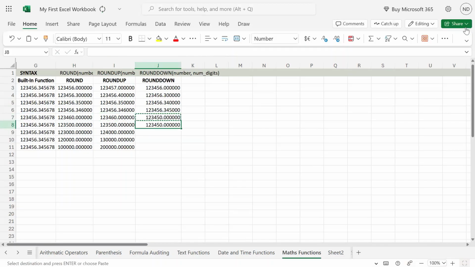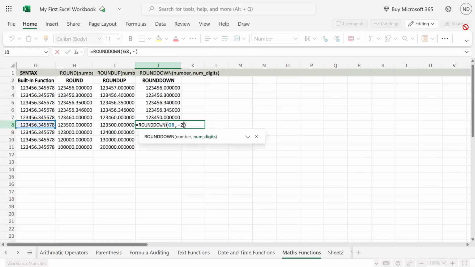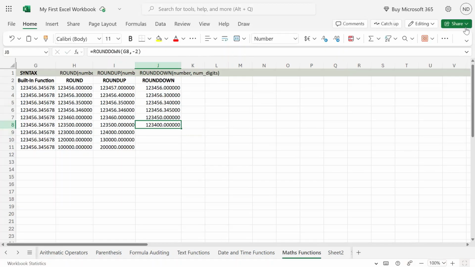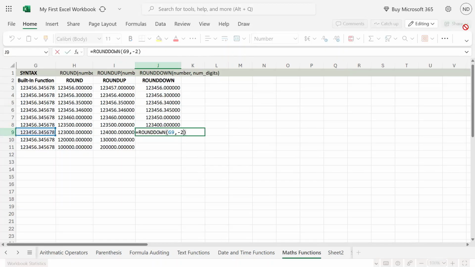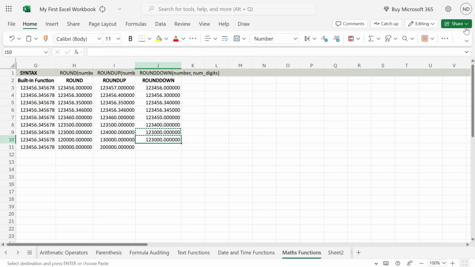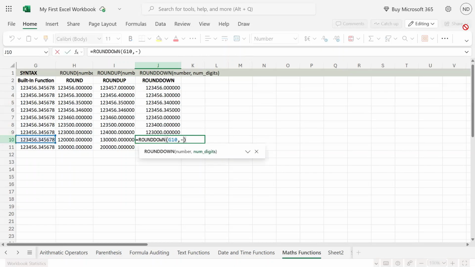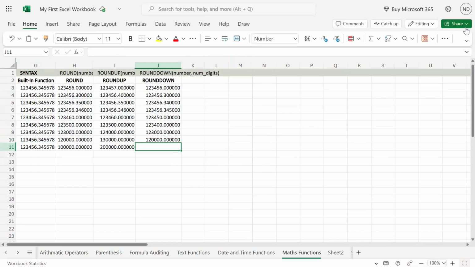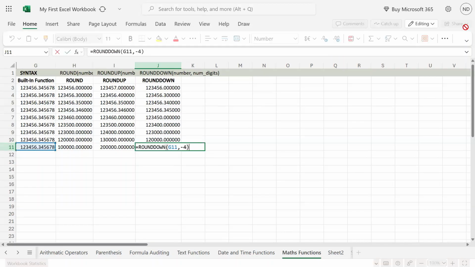Let's see for the next integer. It is again the same. Let's see for the third. It's again the same. It is not making any changes. Fourth, it is still not making any changes. And for the fifth as well, it is still not making any change.